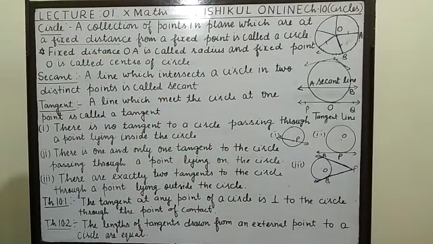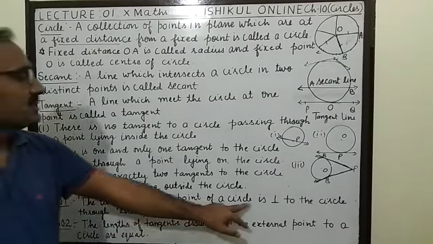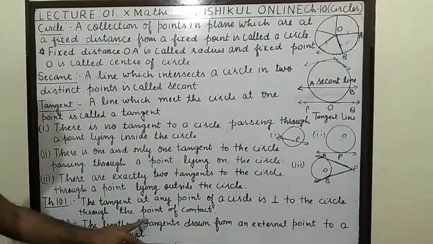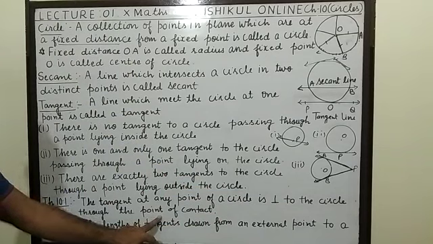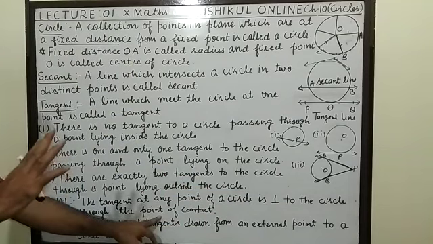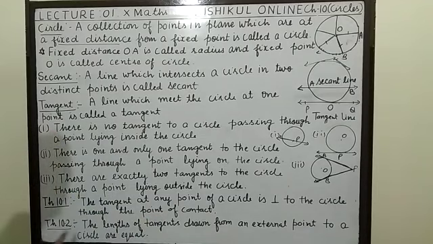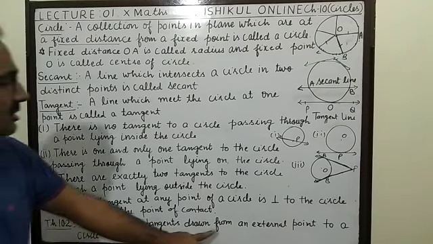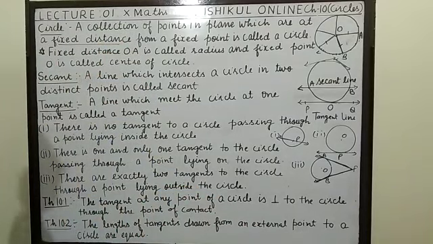Clear? Then this is the theorem. You have studied about this theorem: the tangent at any point of the circle is perpendicular to the radius through the point of contact. Clear? You have studied this theorem. And then 10.2: the lengths of tangents drawn from an external point to a circle are equal. So these two theorems are very, very important, and you learn them and you make them understood. Thank you.